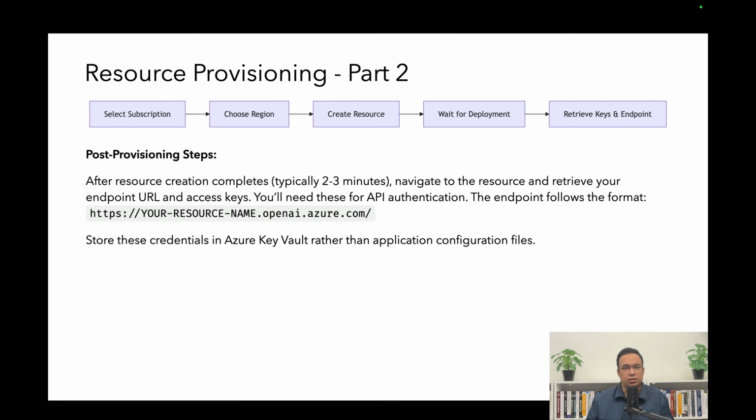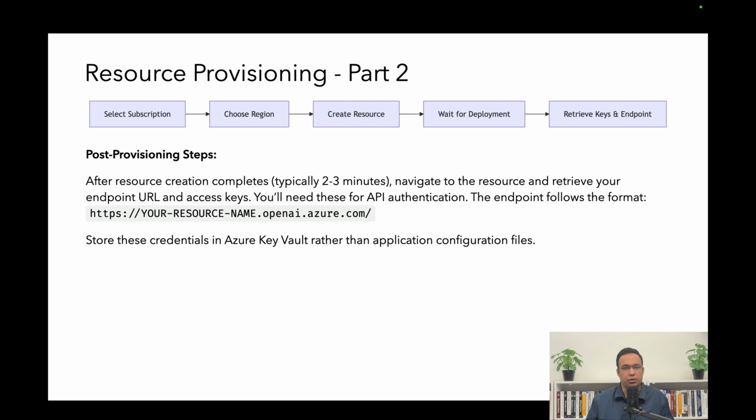After resource creation completes, you'll navigate to the resource in the portal and retrieve your endpoint URL and access keys. You'll need this for API authentication. The endpoint follows a very specific format, for example, https://your-resource-name.openai.azure.com, where your resource name is the name you gave your resource during the creation.